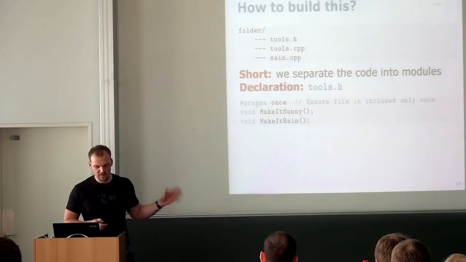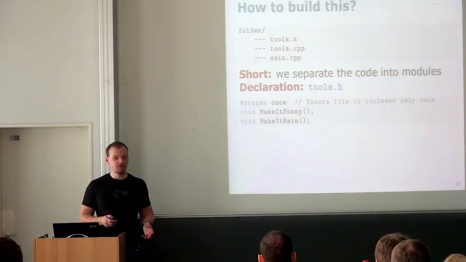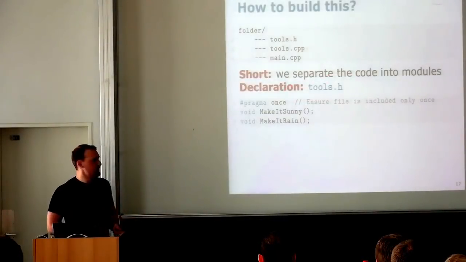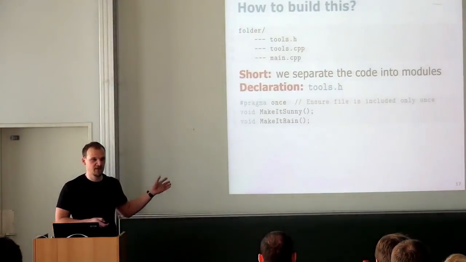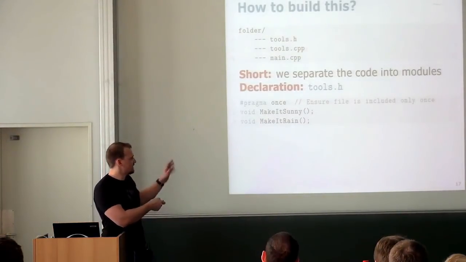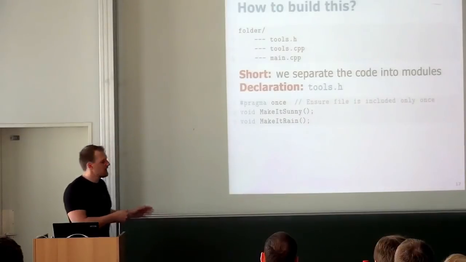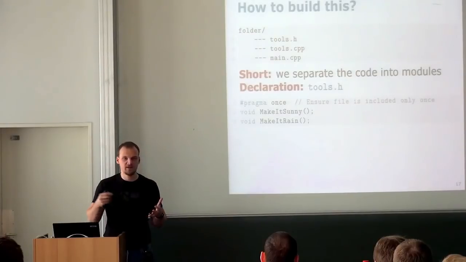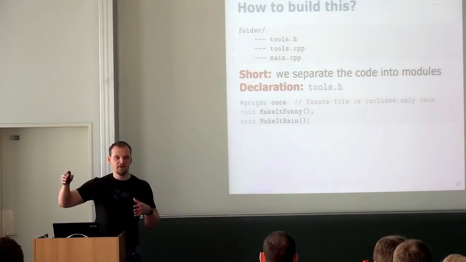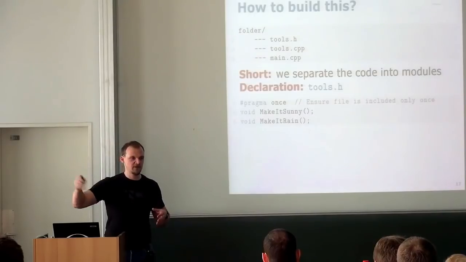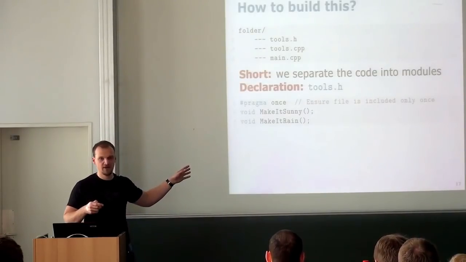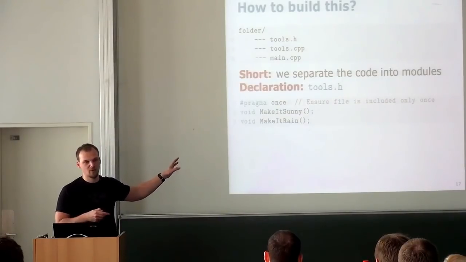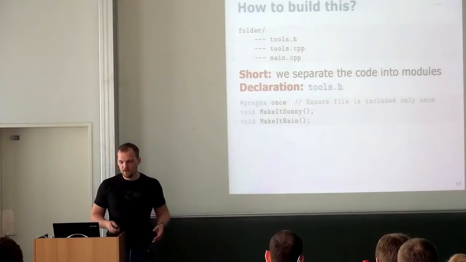So let's say, as a small example, it's not really a good day for this example, though. But anyway, let's say we have tools.h, and it has two functions: make it sunny and make it rain. And this is the whole content of that file. There is a new line over here called pragma once. It's a preprocessor command, so when you compile the code, first a lot of things get replaced. And this will be replaced by some unique thing that will tell the compiler to only include this file once whenever we use include, right?